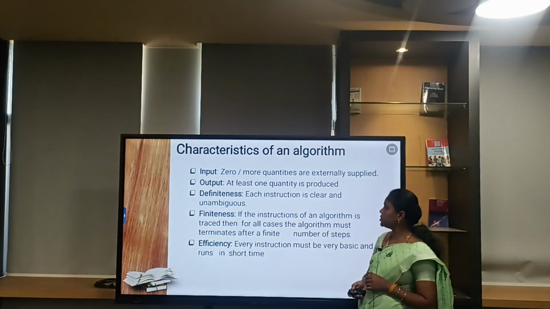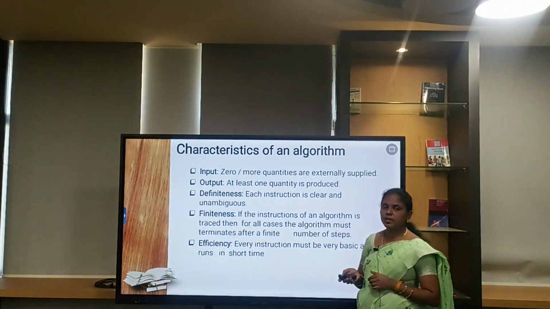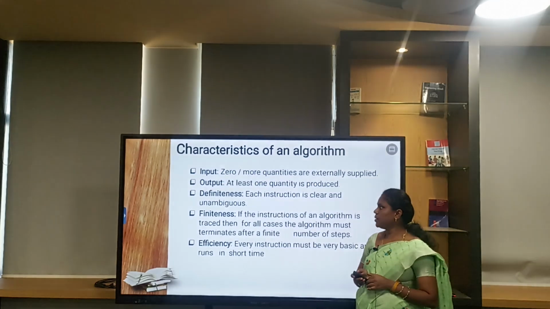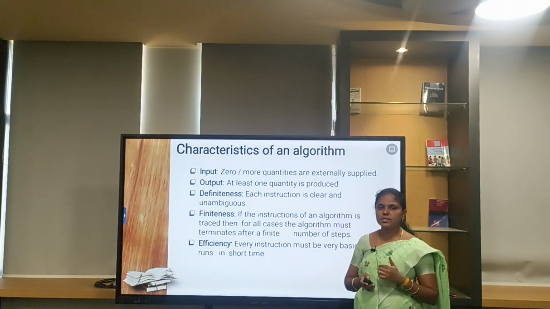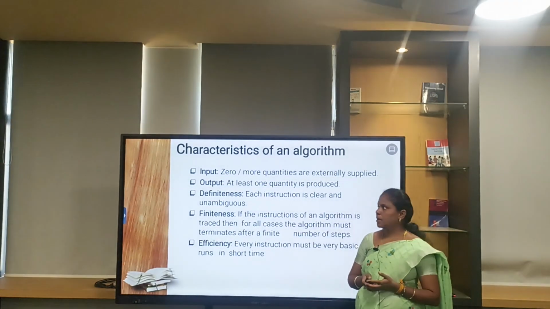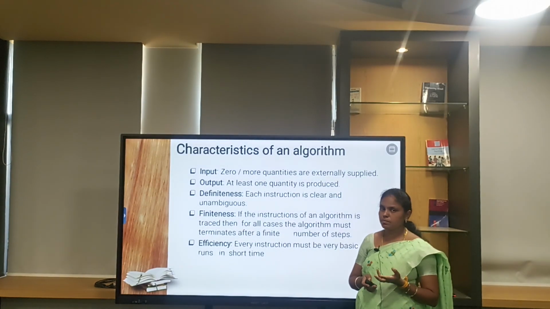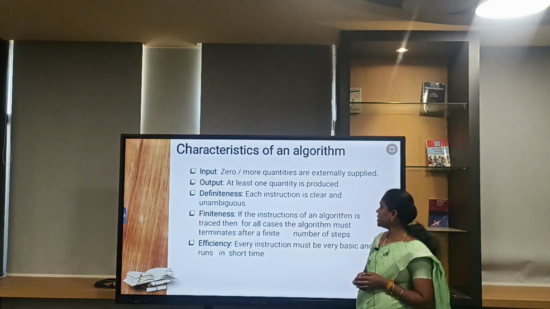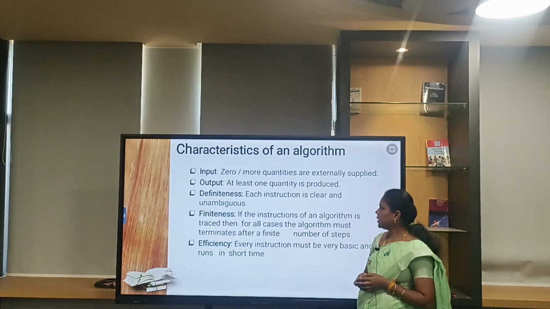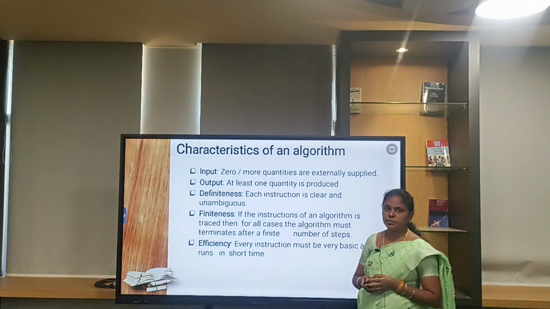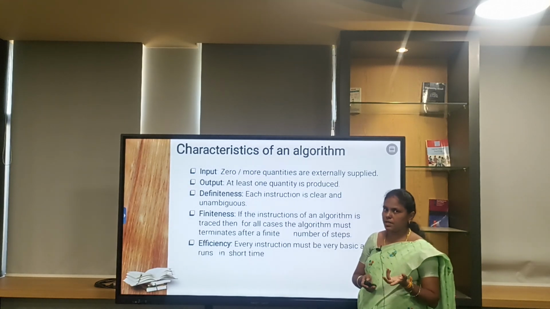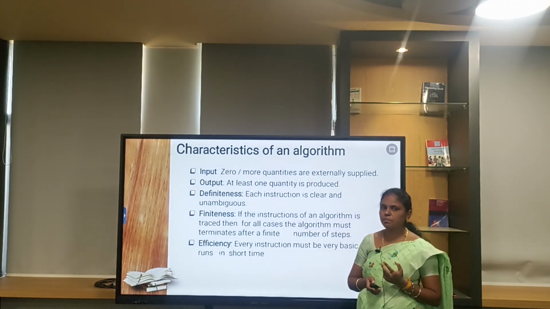Next is the characteristics of an algorithm. These 5 are very important characteristics: input and output. What is an input? Input may be 0 elements, or 1 or more elements; zero or more quantities are externally supplied. Output is at least one quantity produced. One or more quantities may be your output, depending upon the problem.